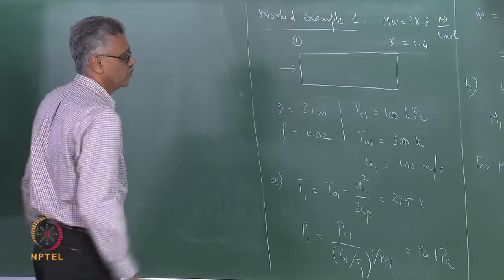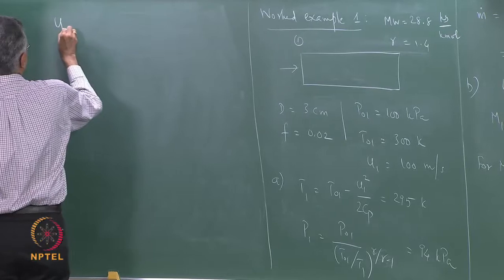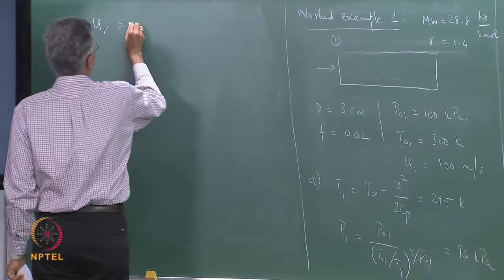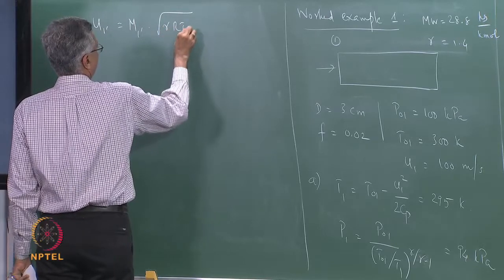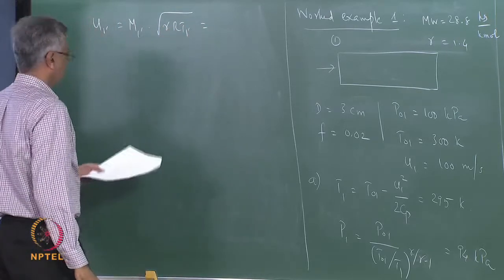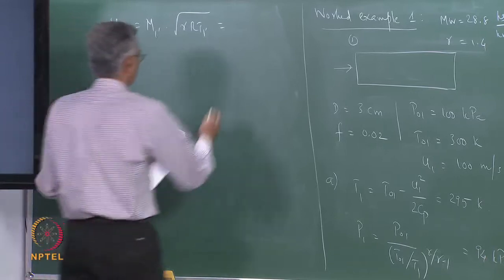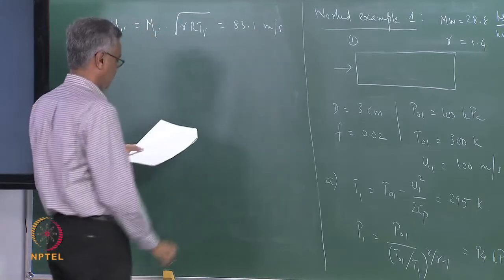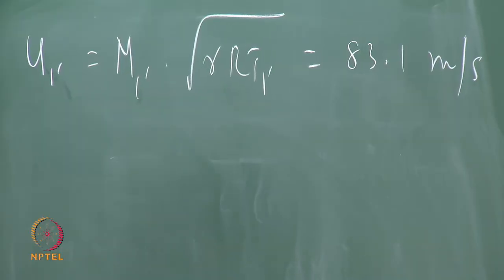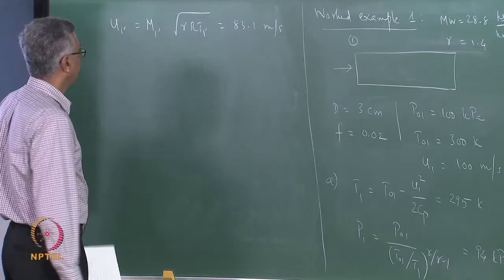Now, the velocity u1 prime is nothing but M1 prime times square root of gamma R T1 prime, and if you substitute the numbers, the velocity comes out to be 83.1 meter per second, slightly different from what we had before. Earlier we had 100 meter per second, now we have 83 meter per second.